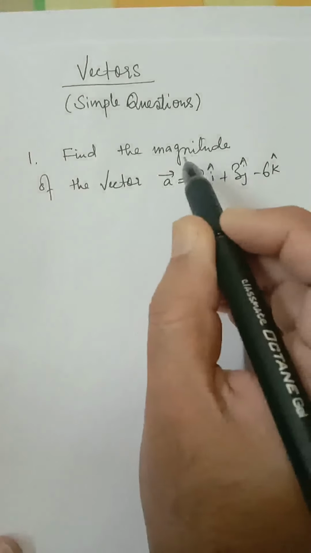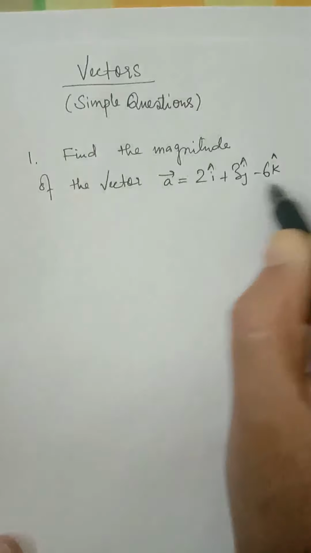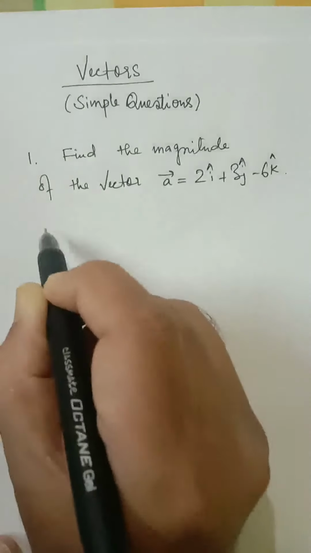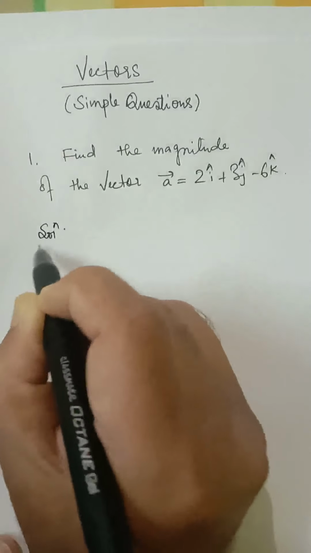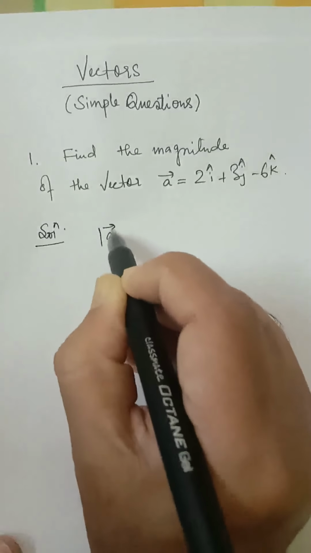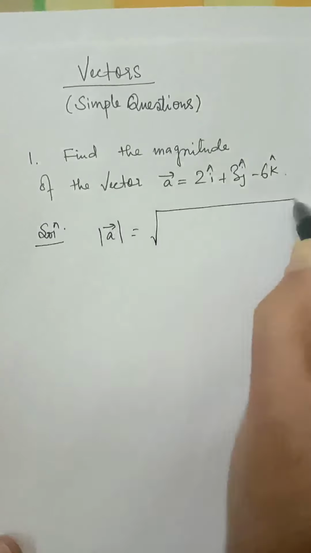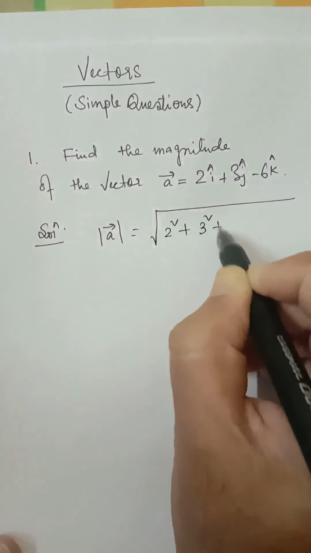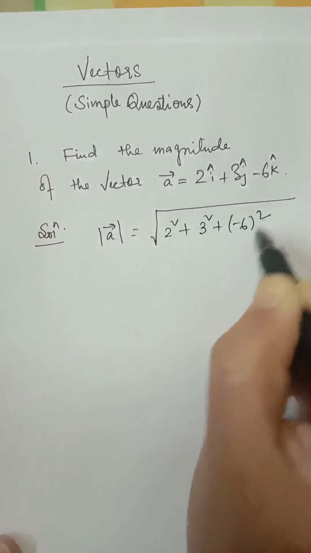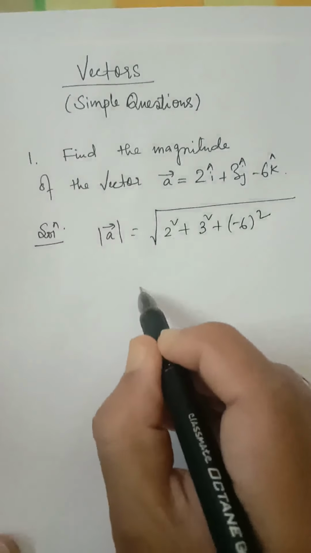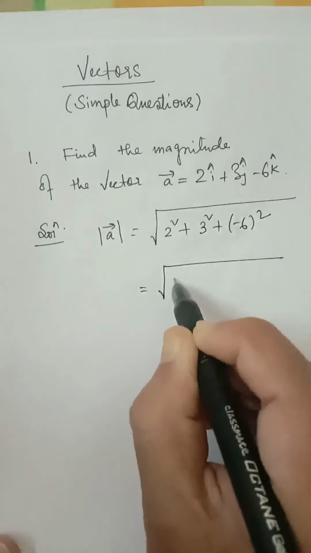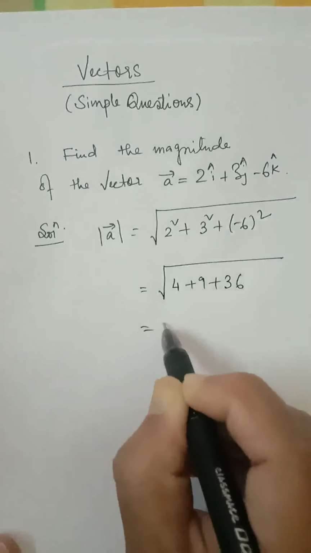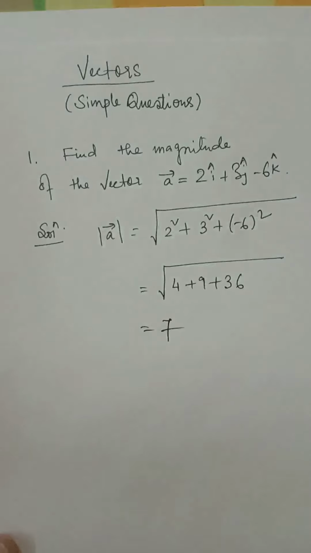Find the magnitude of the vector A equal to 2i plus 3j minus 6k. So you have to find the magnitude of A vector. Magnitude of A vector equals root of 2 square plus 3 square plus 6 square, which equals root over 4 plus 9 plus 36, which is equal to 7.